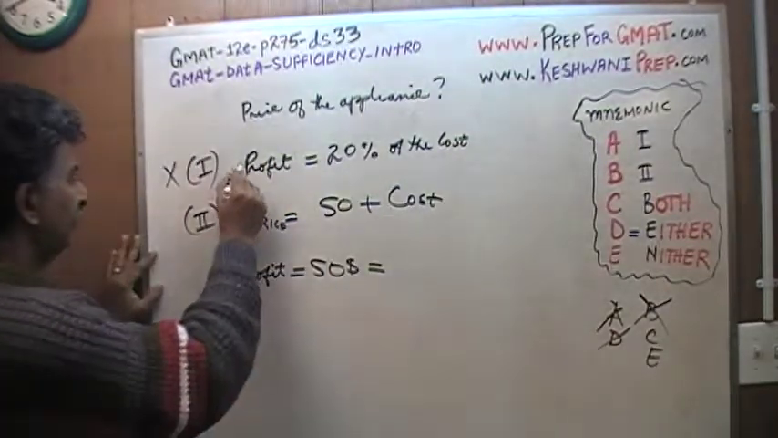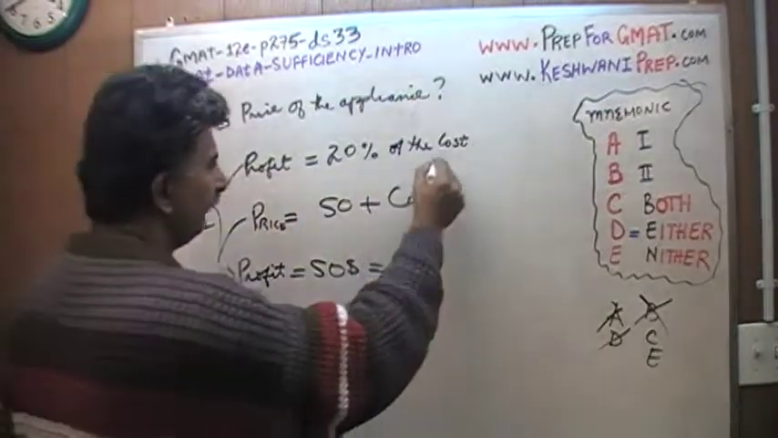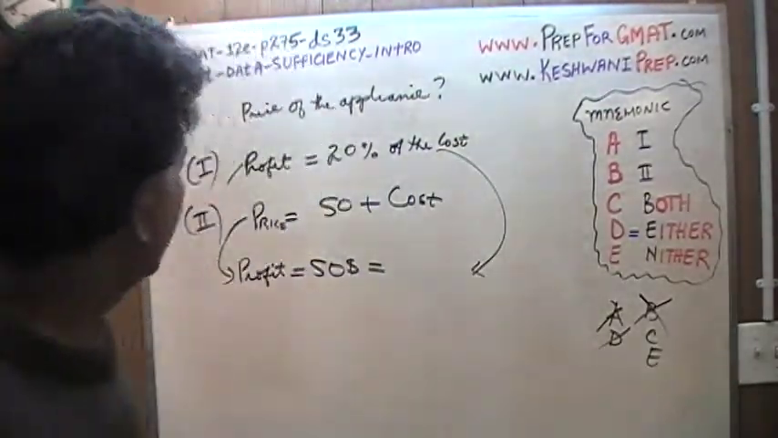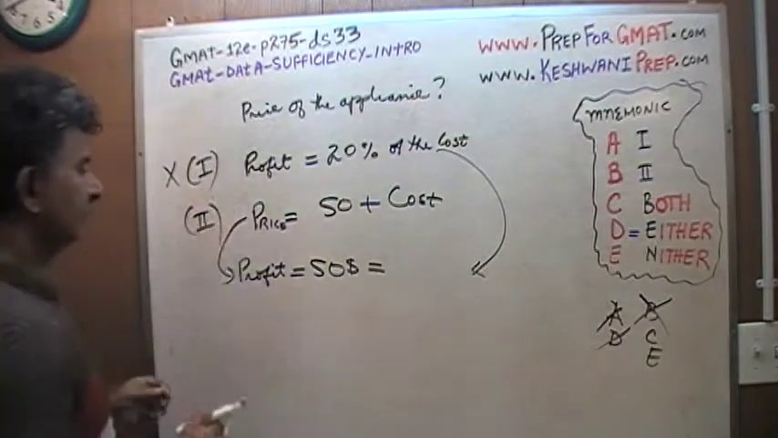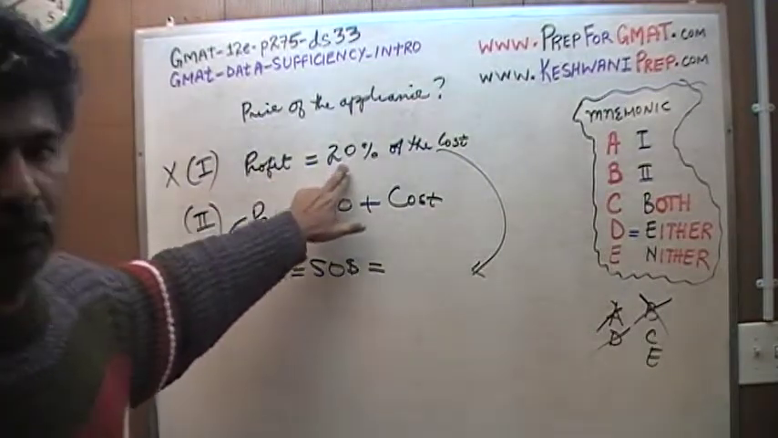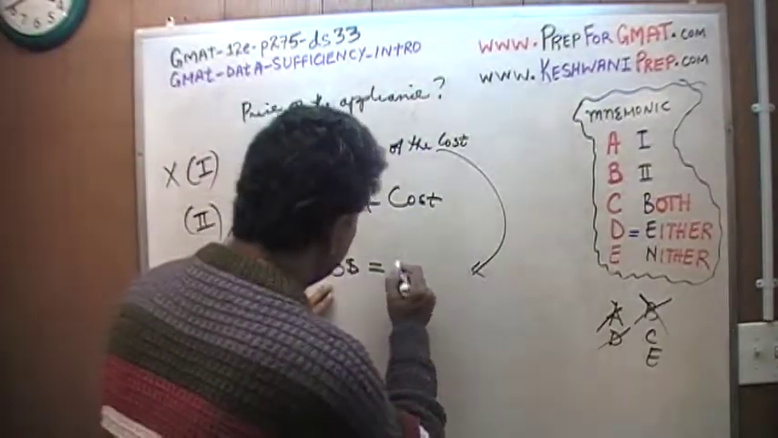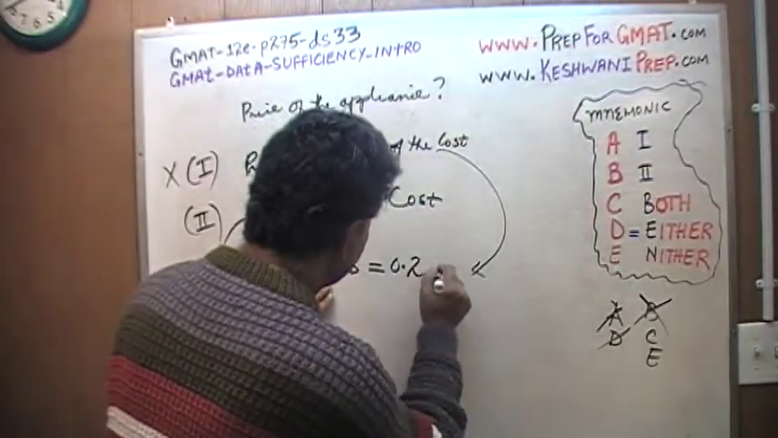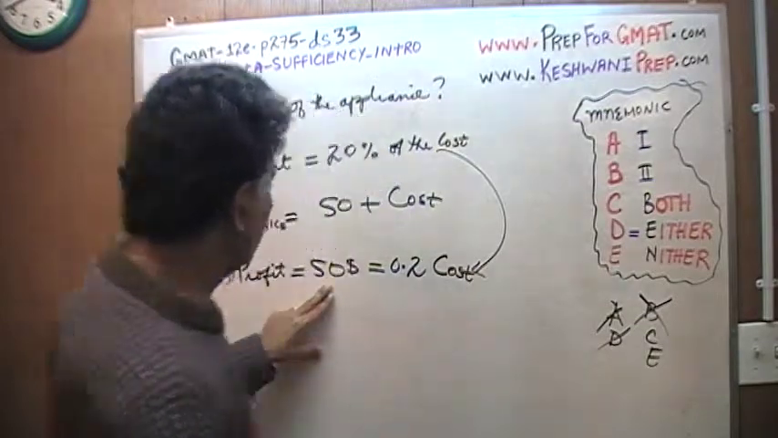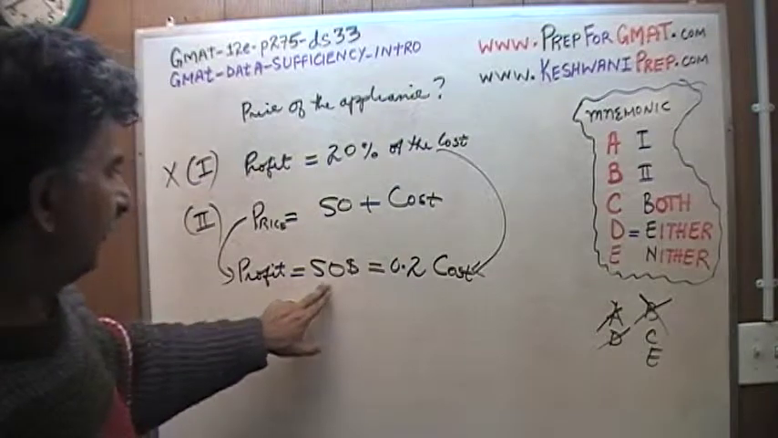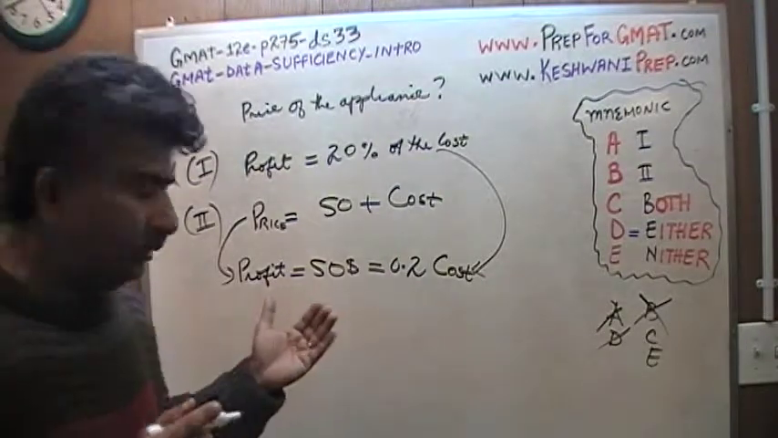But the first statement also tells us that he makes the profit of 20% of the cost. His profit is 20% of the cost is what the first statement told us. That means this $50 must equal 20% of the cost. Voila. There you go.